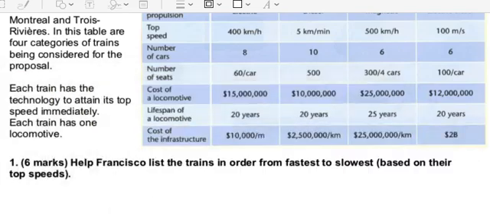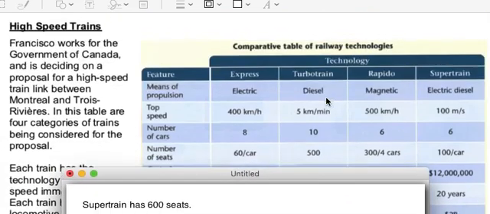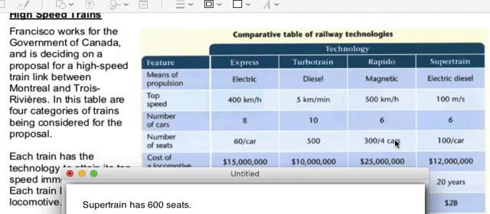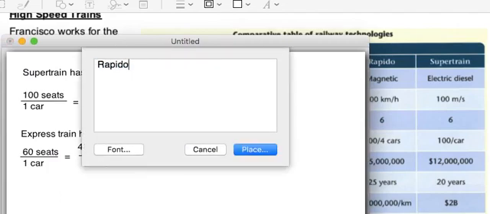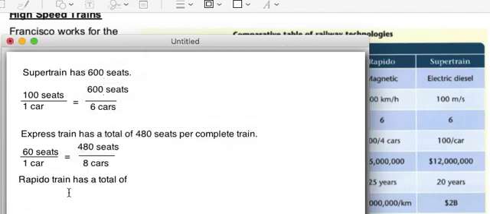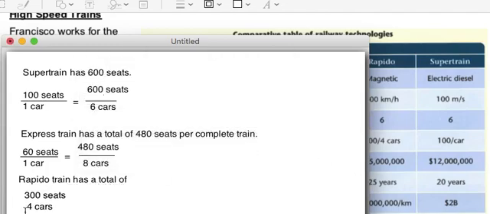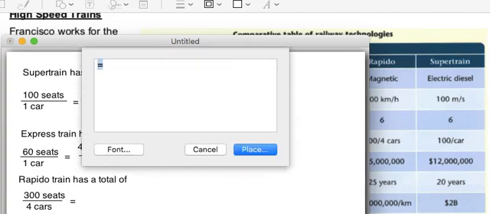Okay, lastly, we got this one here. This one's the only one where I think he's being smart. 300 seats for 4 cars, and I've got a total of 6. So this is the Rapido train. The Rapido train has a total of how many seats per 6 cars? Well, it's still not too complicated. Turn it into a fraction. It's 300 seats per 4 cars. And then I just know how to logically set up my proportion where everything that I know is in the right place and everything that I don't know is in the right place. 300 seats per 4 cars is equal to how many per 6 cars?